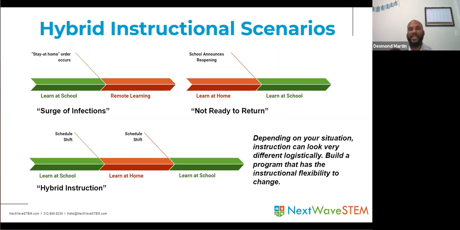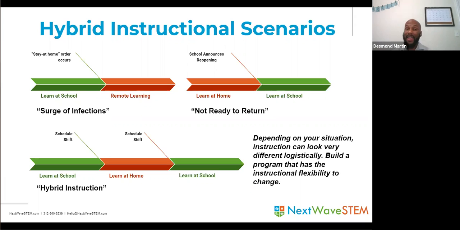Third is the most likely option for many of us, which is the hybrid instructional model. This can look like a couple of different things. It may be a few days in class for one student population, with virtual or remote instruction on the other days, and the second student population may be flip-flopped off that in-class schedule. Lots of different people are working in different ways, but that's the most common format that we see for hybrid instruction.